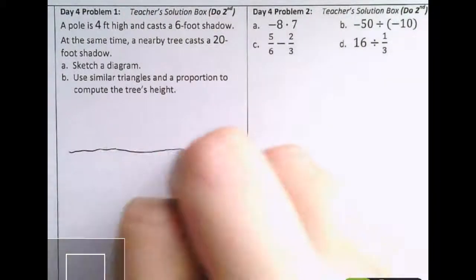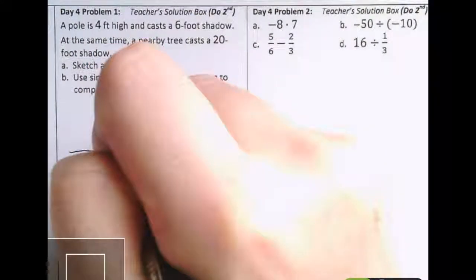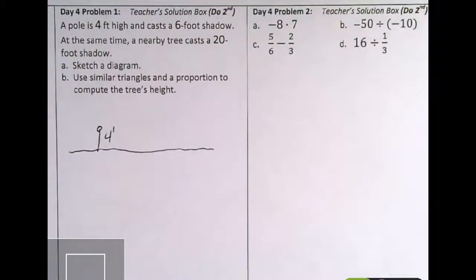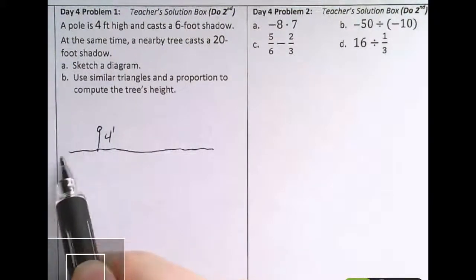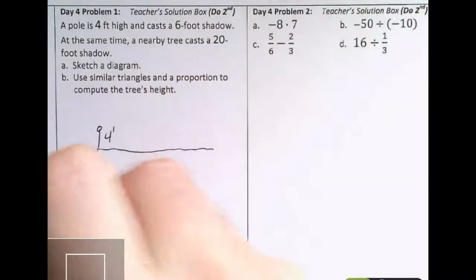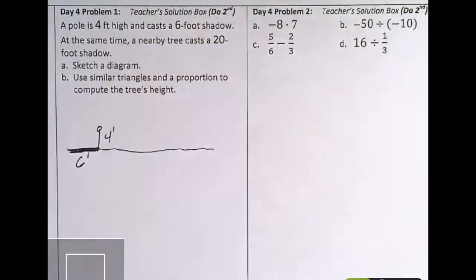So here's the ground and a pole, which is 4 feet tall. If the sun is somewhere up to the right and the sunbeam comes down at an angle like this, then the shadow will be on the left side of that pole. We're told that that's 6 feet long.